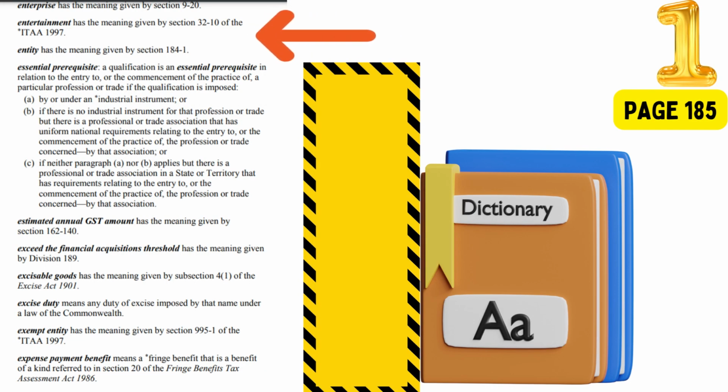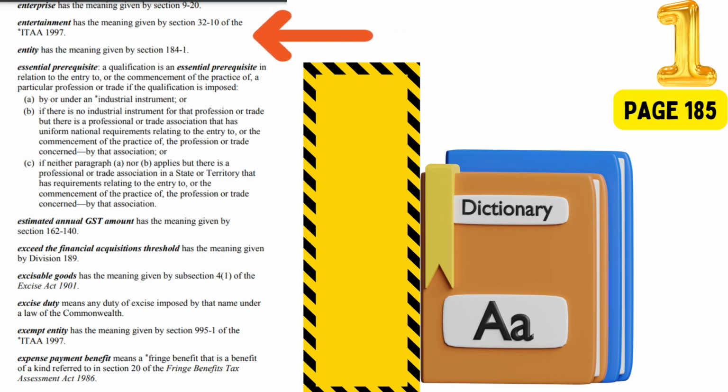Section 1. We will explain these words on screen in Section 1 of this video. You can find these words on page 185 and Division 195 of GST Act Volume 2. We will discuss these words from GST Dictionary.